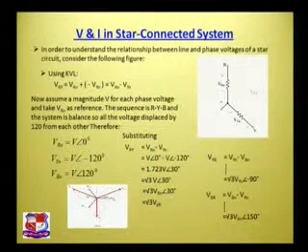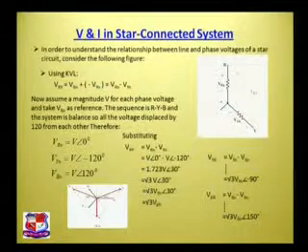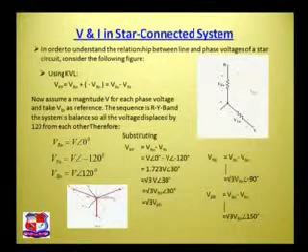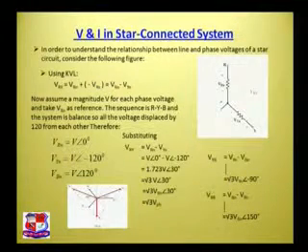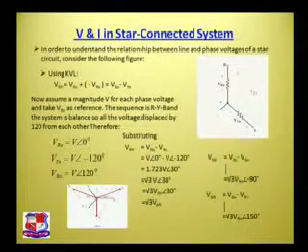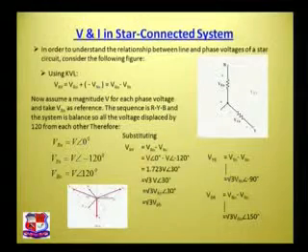First we assume the magnitude V for each voltage and take VR as a reference. Then the sequence is R, Y, B and the system is balanced. So all the voltages are displaced by 120 degrees from each other, because we have a balanced system.